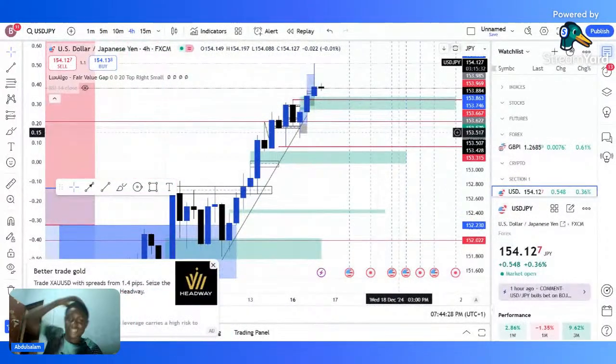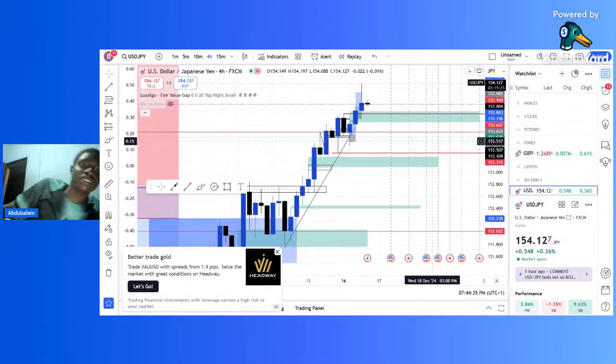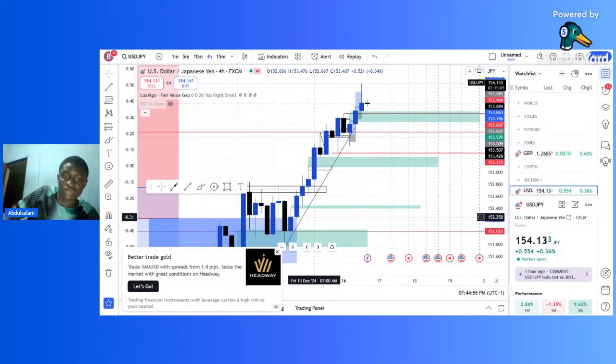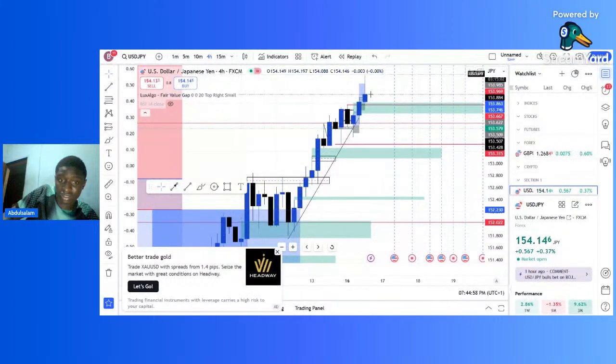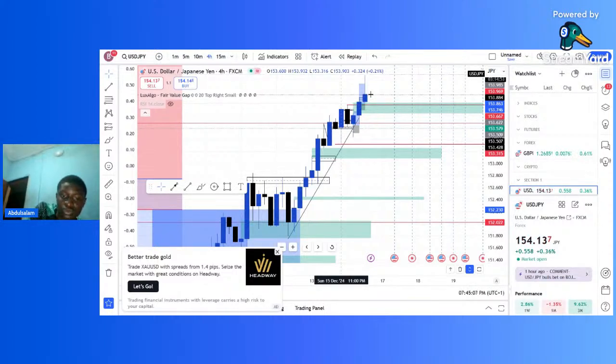So as I said earlier, what I do on the first day of the week is to mark out the high and the low of the first two 4 hour candlesticks of that week. That high and low will determine the direction of price for that week. So how do I do that? Today was 16th of December 2024. From the chart here, you can see that the market opened on 15th of December, which was yesterday, at 11 p.m. So this was the first 4 hour candlestick. This was the second one.